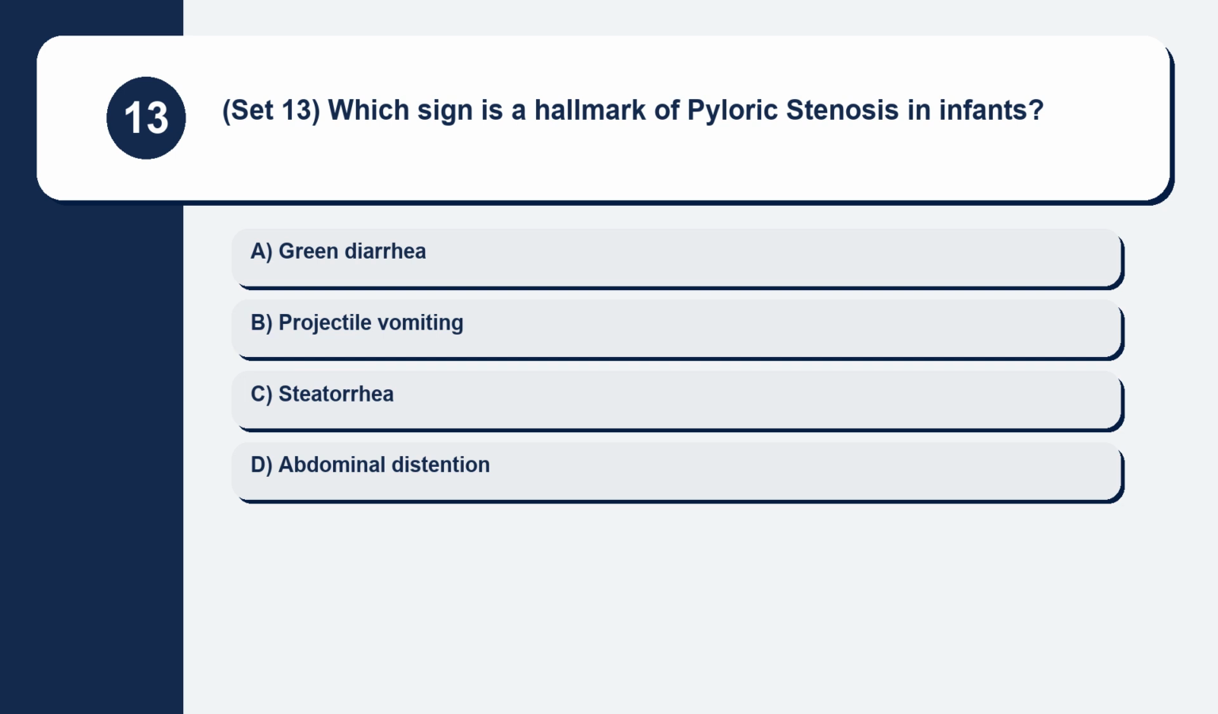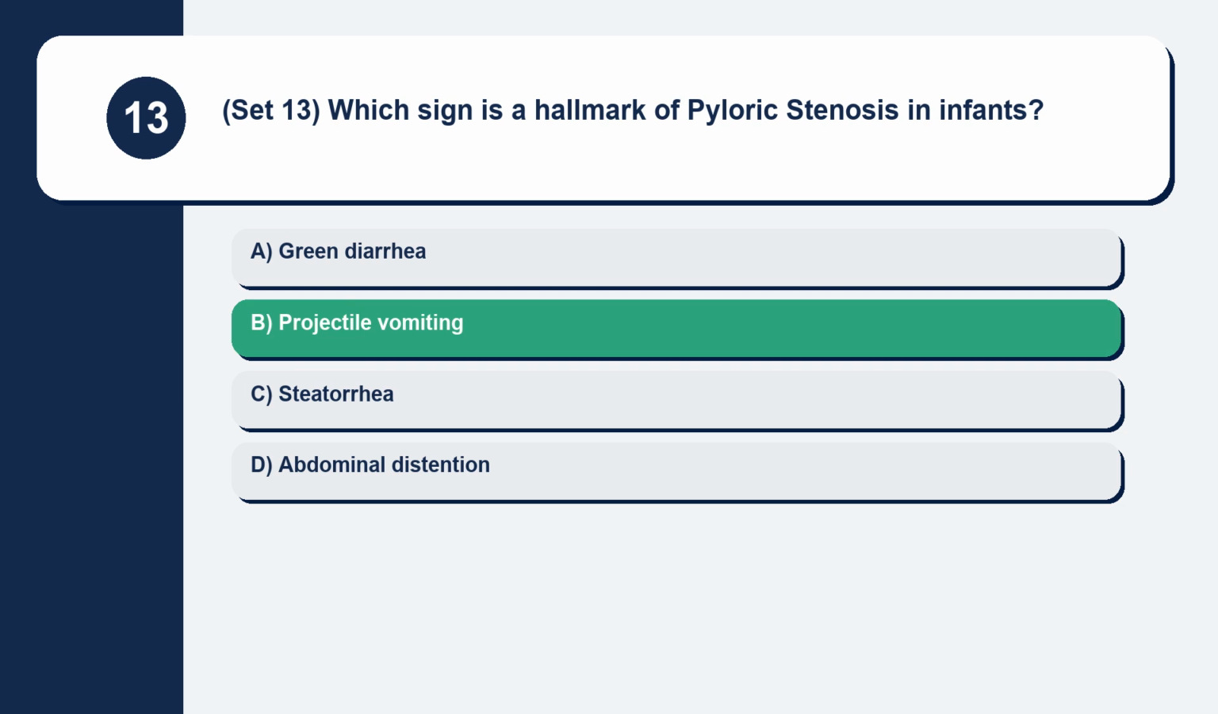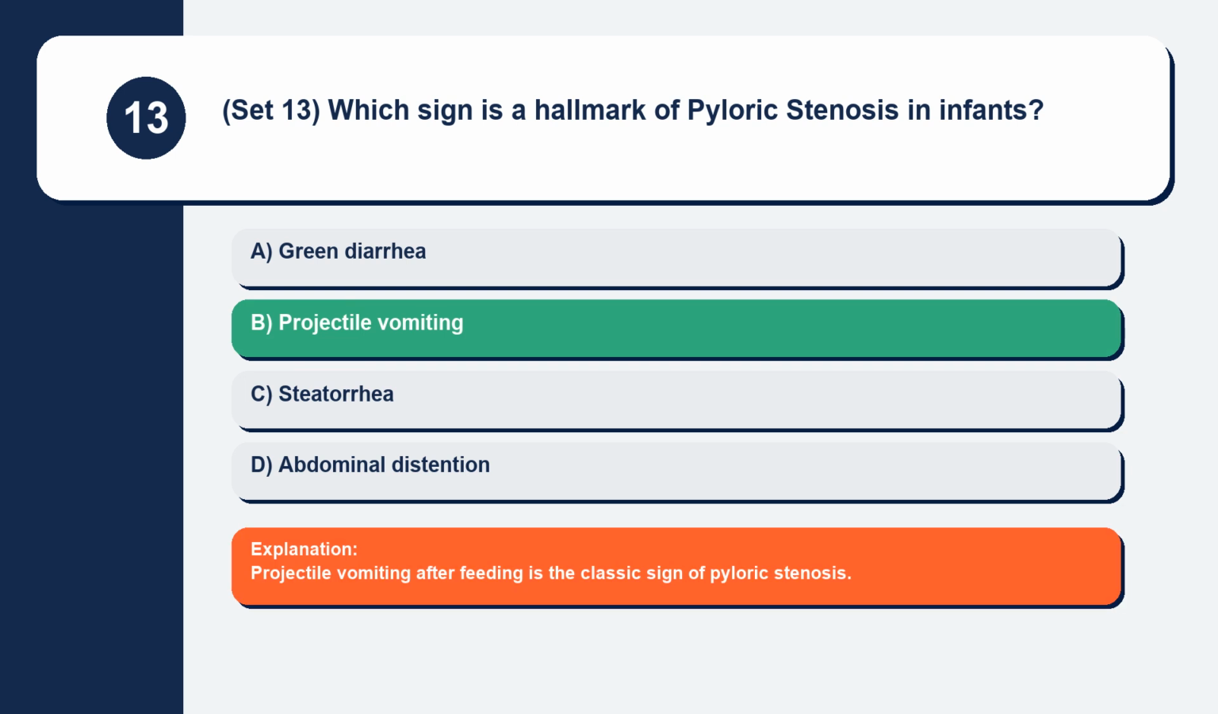Question 13. Set 13. Which sign is a hallmark of pyloric stenosis in infants? Green diarrhea, projectile vomiting, steatorrhea, abdominal distension. Projectile vomiting after feeding is the classic sign of pyloric stenosis.